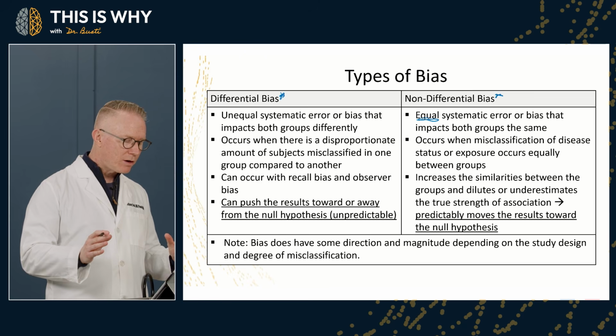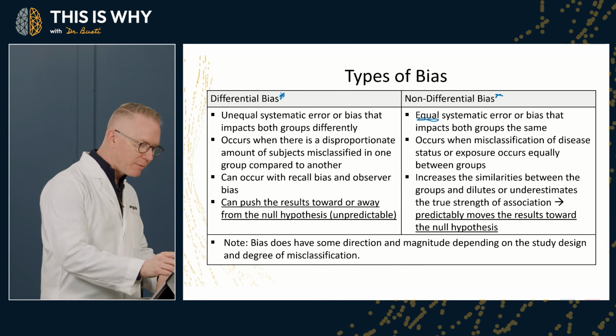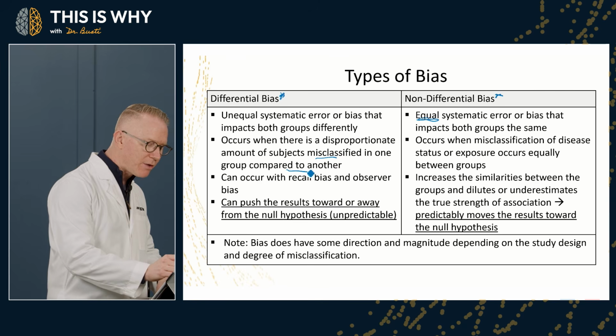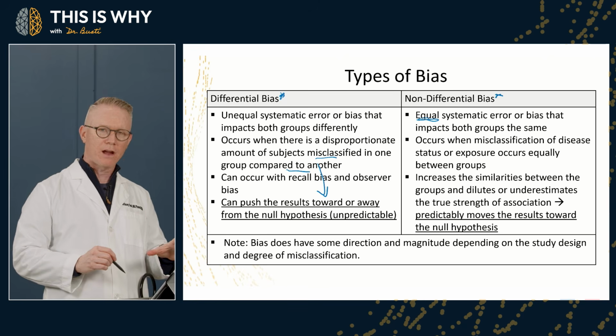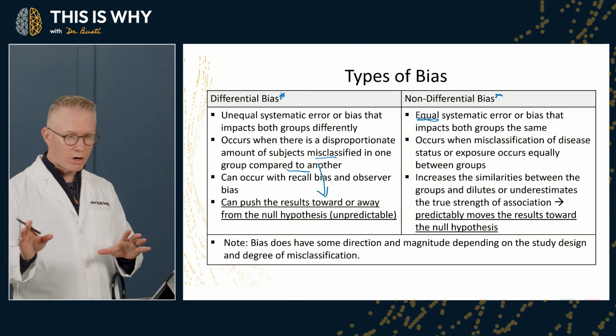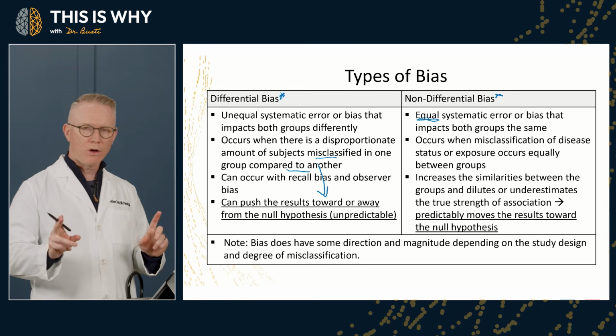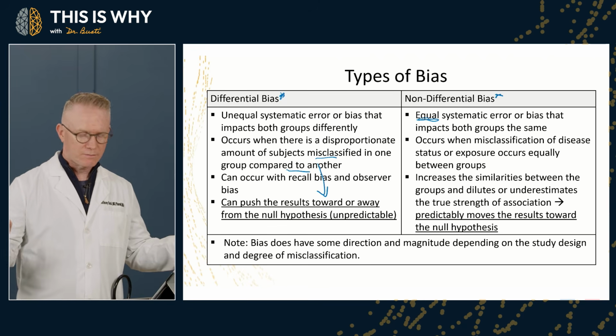Why does that matter? Well, that has to do with the disproportionate amount of subjects that are being misclassified compared to another. And what that ends up ultimately doing in the differential, when we have unequal systematic error and bias, is that it can push the results toward or away from the null hypothesis. Remember, the null hypothesis is there's no difference, okay?